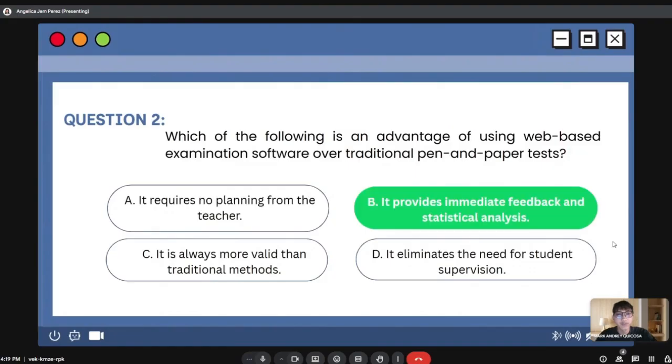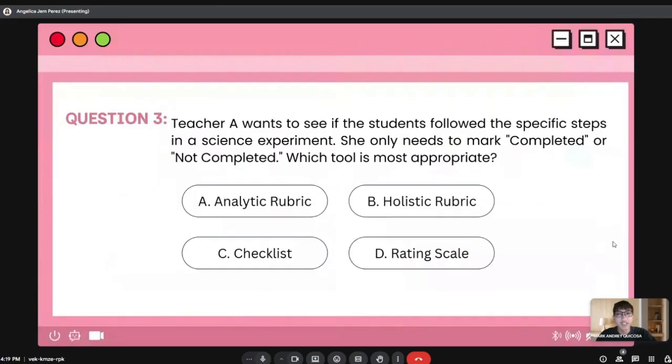So what's the correct answer? It's letter B. Why? Digital tools automate scoring and data analysis, which is the primary efficiency advantage over manual pen and paper checking. So that's for question number 2. Let's proceed with question number 3.